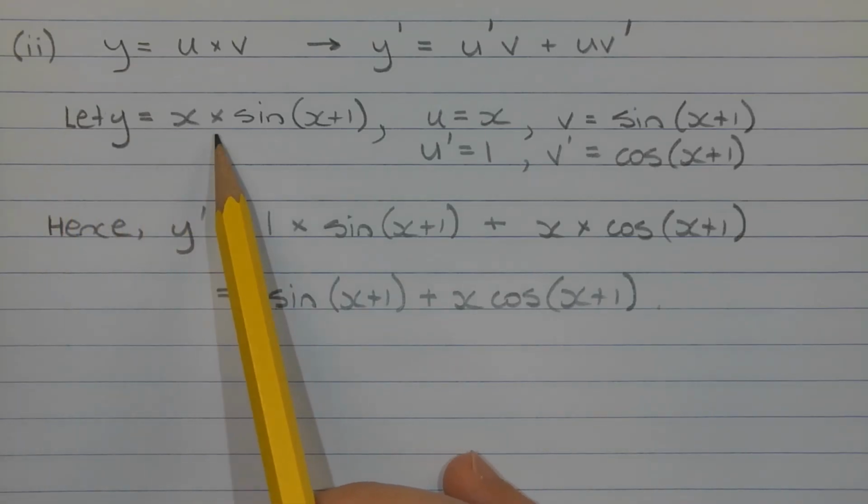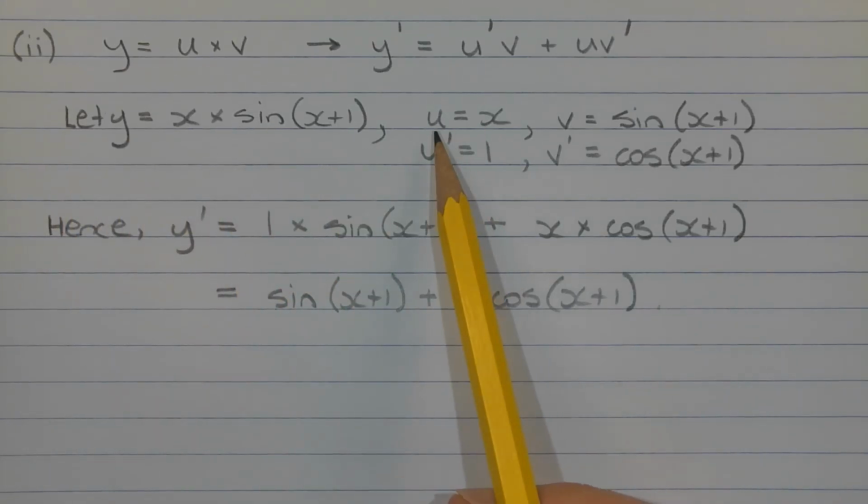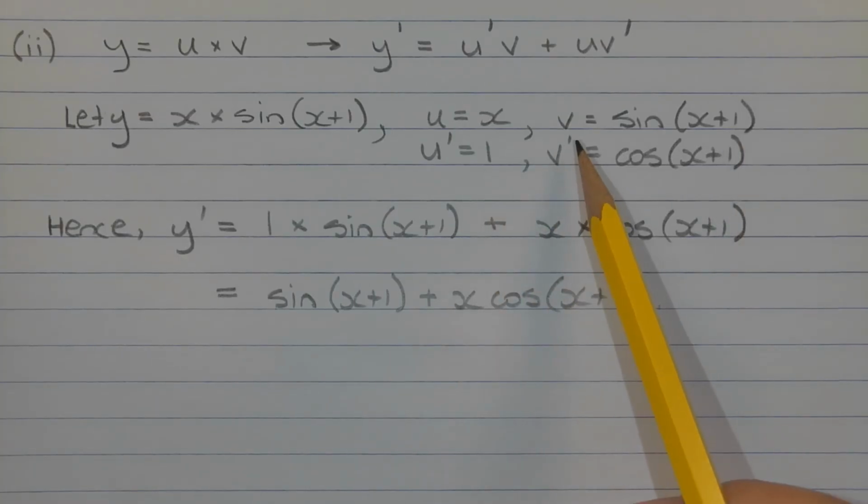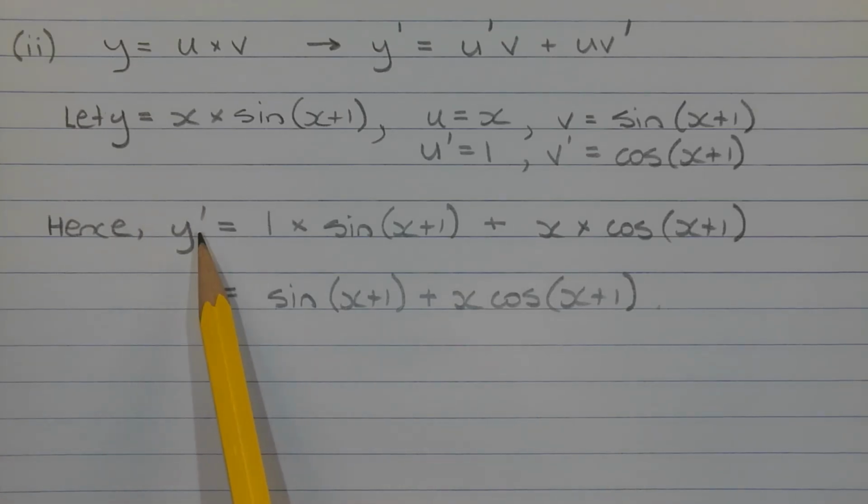Let y = x sin(x + 1). Our u in this case will be x. Our u' is the derivative of x, which is 1. Our v is sin(x + 1). And by the chain rule, v' is equal to cos(x + 1). So applying the product rule, our first derivative y' is equal to u'v, so 1 times sin(x + 1), plus uv', so plus x times cos(x + 1). And that simplifies to sin(x + 1) + x cos(x + 1).